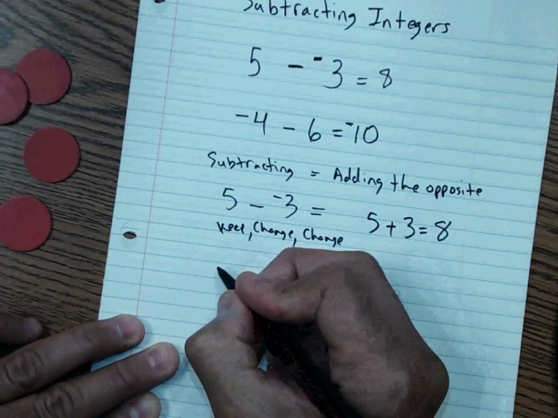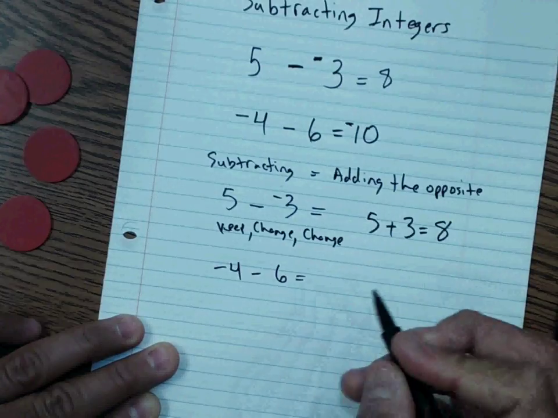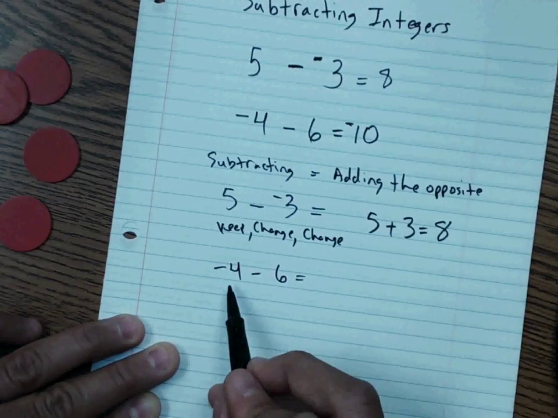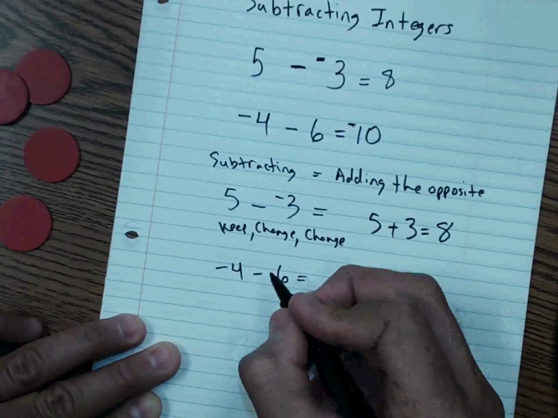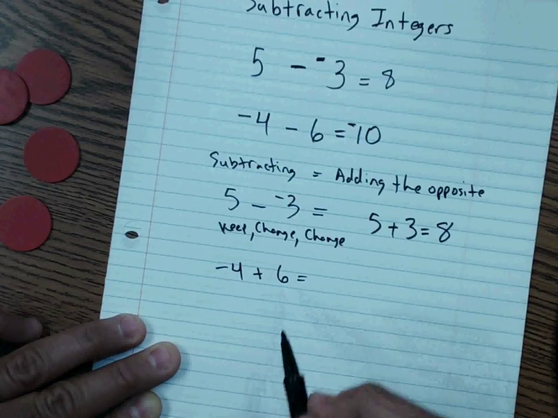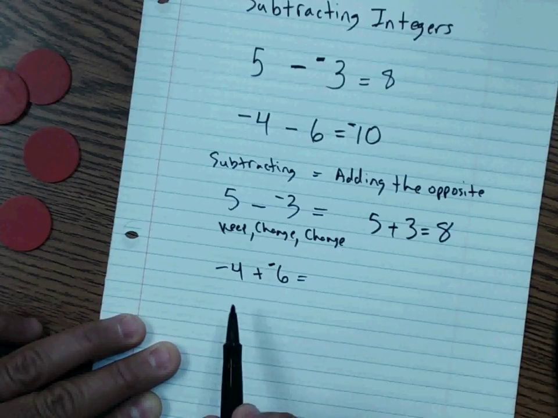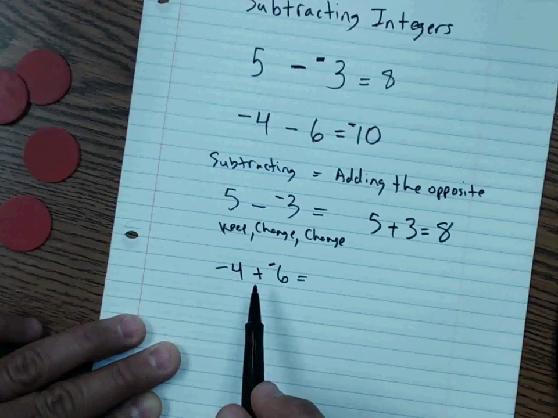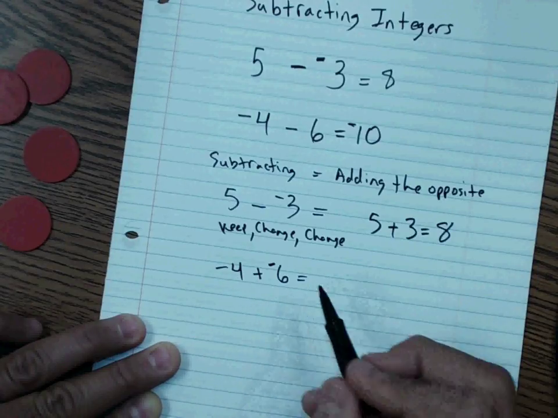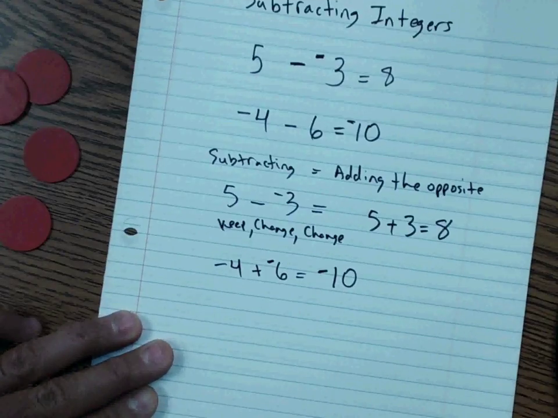Now let's use our second example. Negative 4 minus 6. Okay, so keep the negative 4, change to adding, and the opposite of 6 is going to be negative 6. So if you think about it, now I'm adding 4 negatives to 6 negatives, and that's going to get me 10 negatives. So you have two ways of doing it.